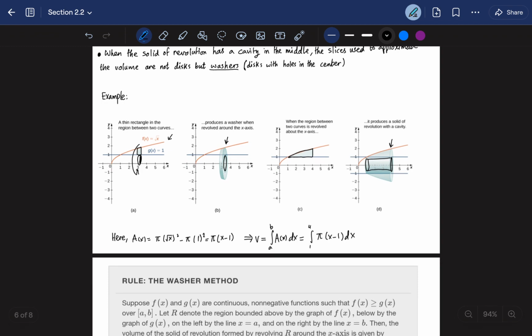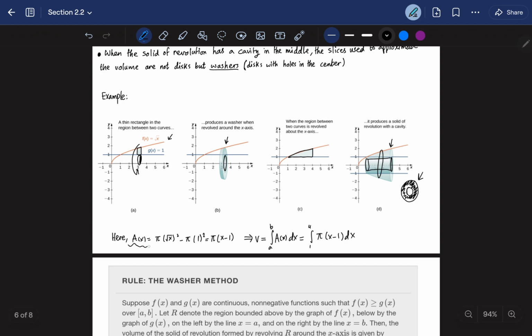So how about we look at the cross section here? If you take a cross section of one of these, you're going to have two circles where this is the only filled part, and this thing here is empty. So to find the area of this, obviously, I'll take the area of the bigger circle, then subtract the area of the smaller circle, and I'm going to get the area in between.